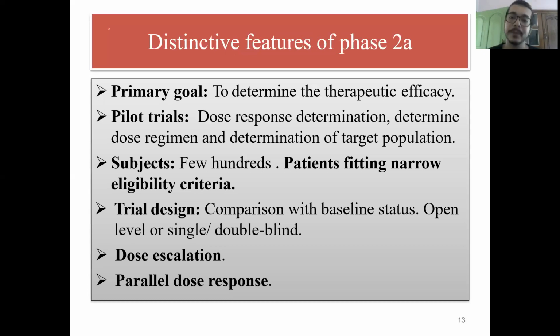The primary goal is to determine therapeutic efficacy. Pilot trials, the big trials, are done to determine this by targeting a particular population. Subjects are a few hundred, as already mentioned, 100 to 300 participants. Patients fit narrow eligibility criteria. The eligibility criteria have to be very narrow to get a specific and accurate result. Dose escalation is also there, dose selection, and how much safety, as we are dealing with the safety index here. Parallel dose response is also there.